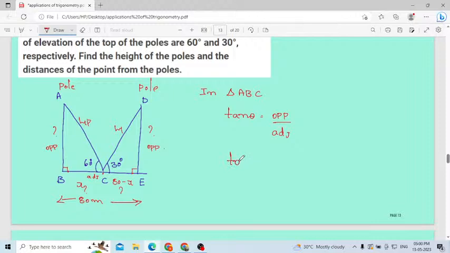Then tan 60 degree will be equal to opposite over adjacent. How much is the opposite? Opposite is AB, right, as it is; we don't know the value of AB.